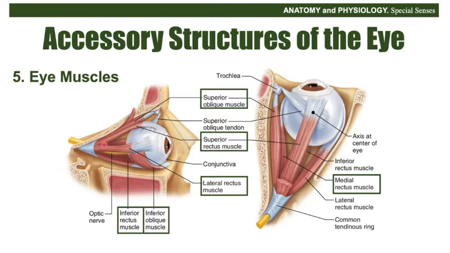The superior rectus elevates the eye and turns it medially or centrally, while the inferior rectus depresses the eye and turns it medially. The inferior oblique elevates the eye and turns it laterally, and the superior oblique depresses the eye and turns it laterally.